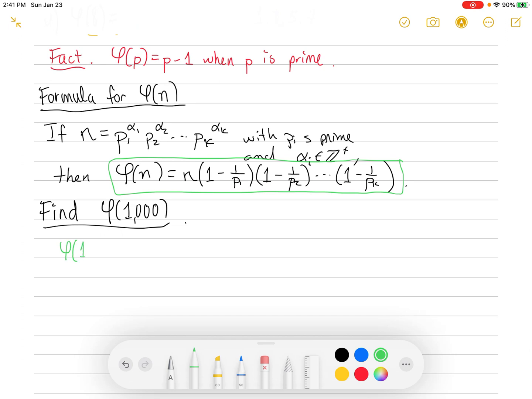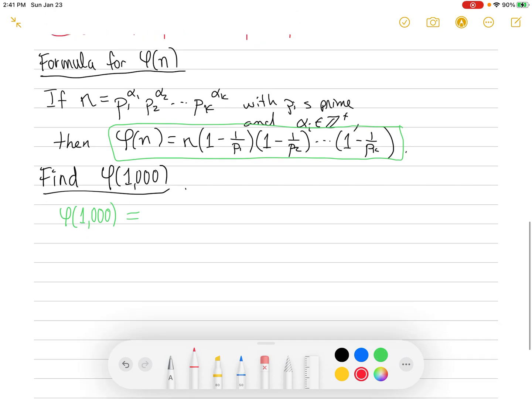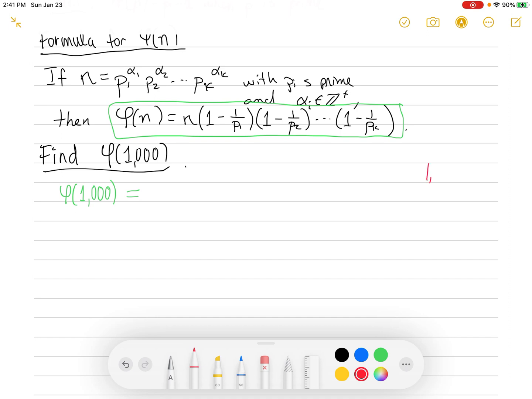So let's say we wanted to find phi of 1,000. So phi of 1,000, how many positive integers are relatively prime to 1,000 and less than 1,000 at the same time? Well, if you wanted to list all those out, it would take forever. You'd probably miss some, make some mistakes. We're just going to use our formula. So let's think about what 1,000 is.